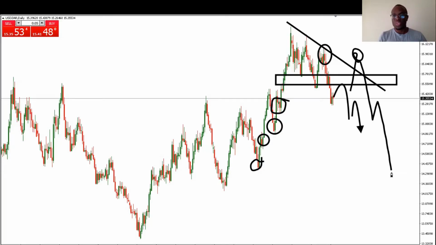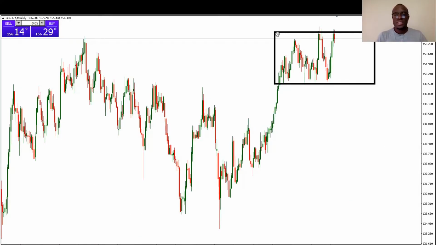And maybe come to test 14.28980 or 14.01750. So this will be the area that we'll be expecting the price to hit, if we form a bearish structure. These are the movements that we'll be expecting as far as the USD is concerned. Now we're going to be moving on to the GJ pair.